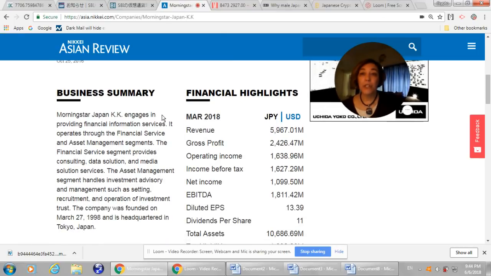So Morningstar Japan engages in providing financial information services. It operates through financial service and asset management segments. The financial service segment provides consulting, data solution, and media solution services.